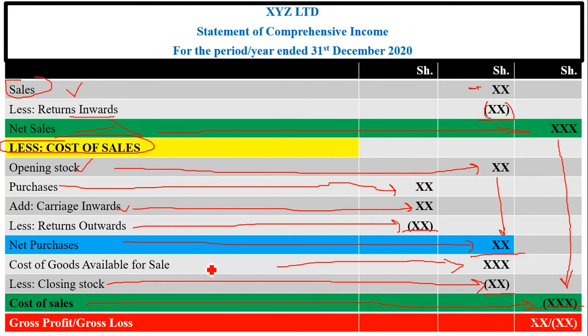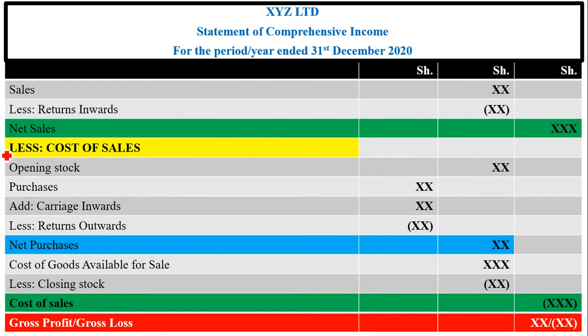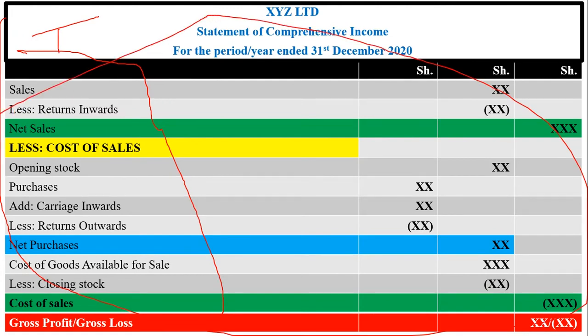And after getting that, the section that we have just completed, the section that gives you the gross profit or the gross loss, is what we call the trading account. So here all these represent the trading account. So this is basically the trading account.